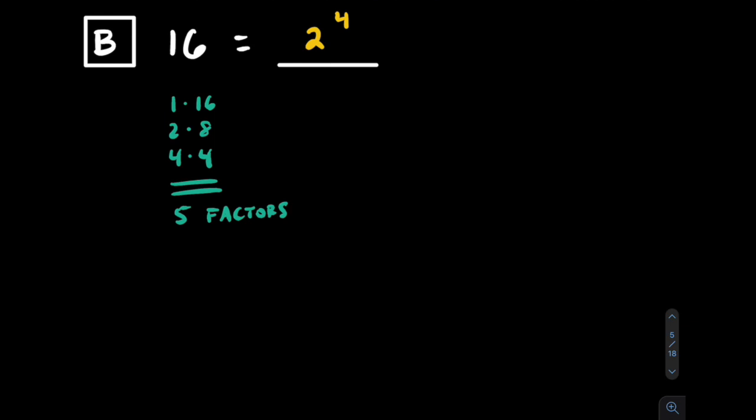So, does the trick work over here? We have 2 to the 4th power, and we just add 1 onto its exponent. 4 plus 1 is 5. There should be 5 factors.